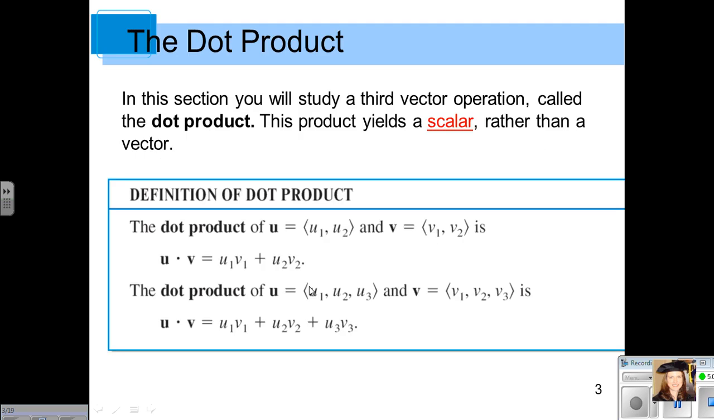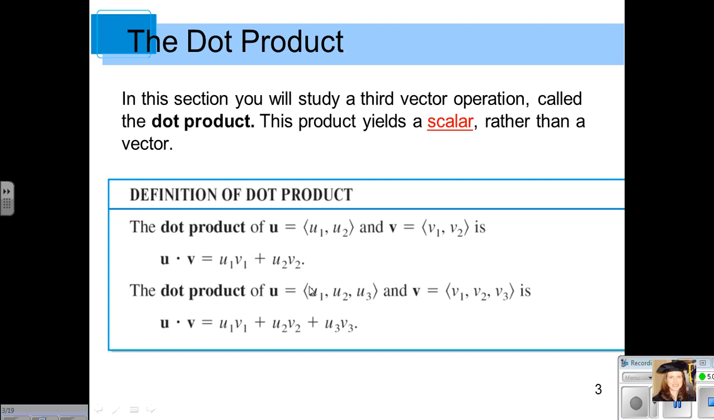The dot product. In this section, you'll study a third vector operation called the dot product. This product yields a scalar rather than a vector. Recall that when you add two vectors together, the result is a vector. If you perform a scalar multiplication, the result is a vector. Now the dot product is no longer a vector, so please don't get them confused and start writing i's and j's or using the angle brackets when you calculate the dot product.